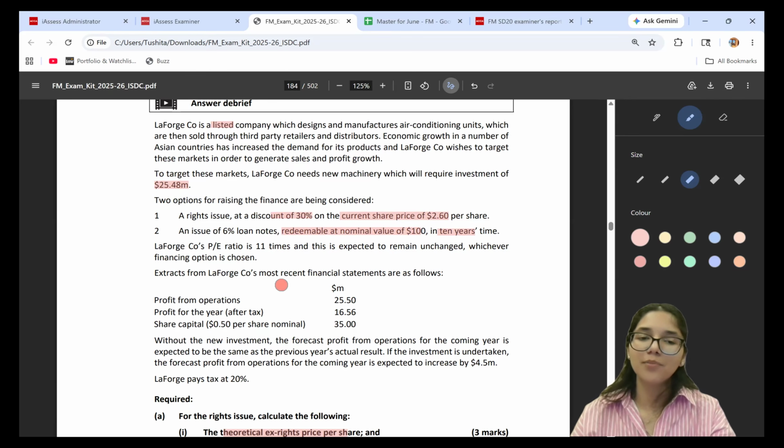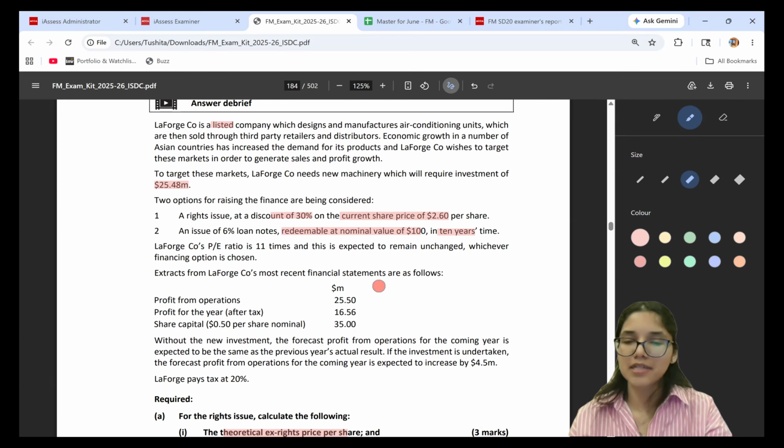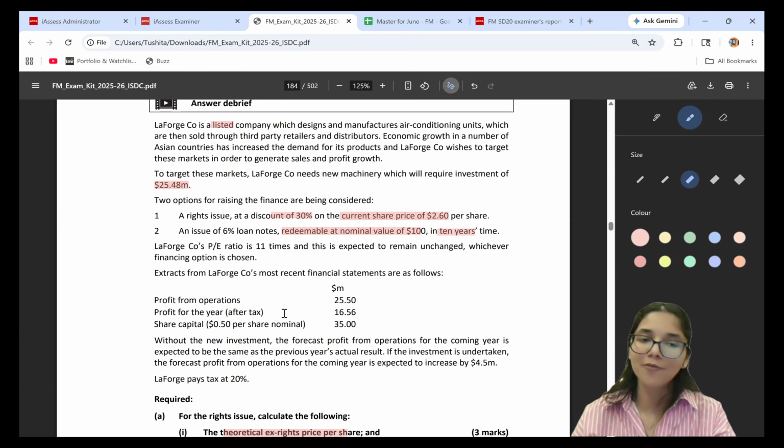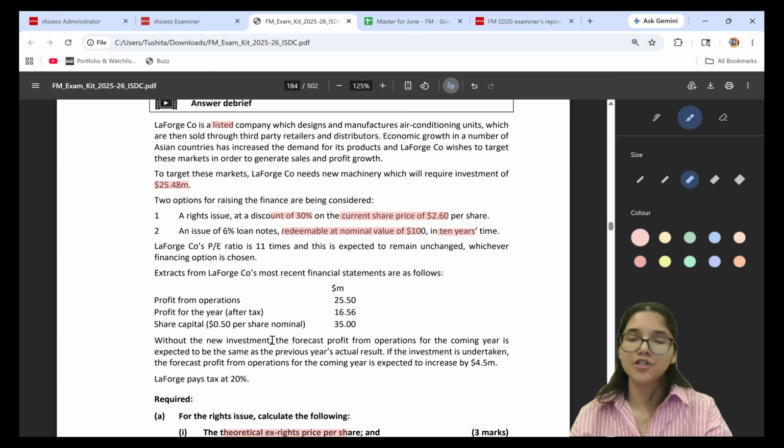Extracts from LaForge Company's most recent financial statements are as follows. Profit from the operations are given, profit for the year after taxes have been given, and the share capital of the company is $0.5 per share. This is the nominal value. So the total value is 35 million.